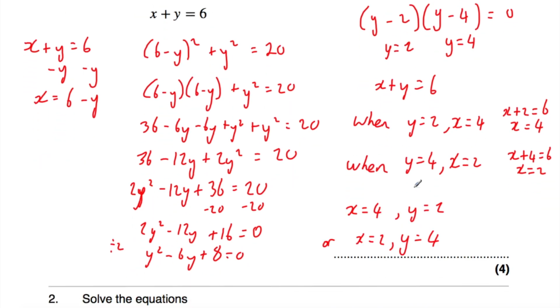So let's write that down. And that's it. I've just written down whenever x is equal to 4, y is equal to 2, or some people like to write and, whenever x is equal to 2, y is equal to 4. So there are solutions, and that's it.